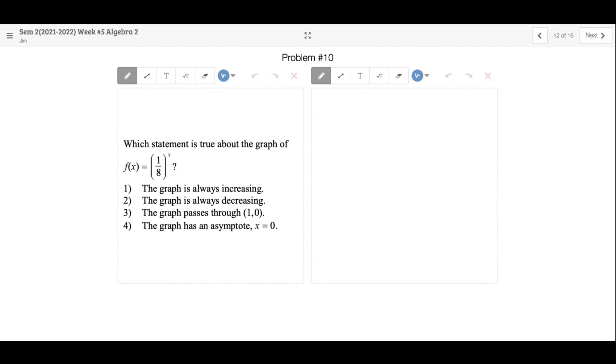This is an exponential decay problem. Exponential decay means that graph is going to go down, and it's going to keep going down, down, down, down. It is always decreasing. That's exponential decay. Exponential growth, that function is always increasing. It's always going up. That is the difference between exponential growth and exponential decay.